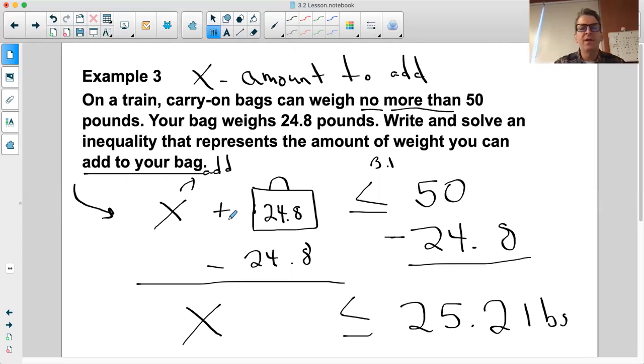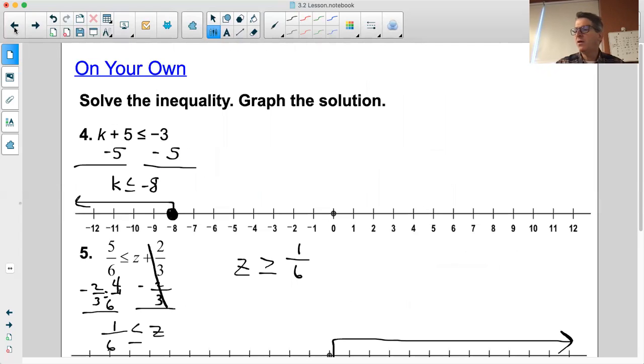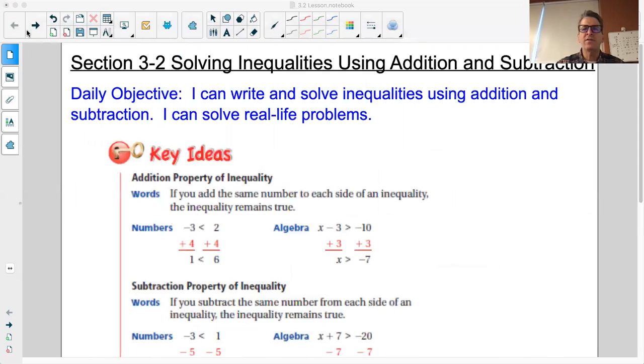So that wraps up the lesson today. Keep an eye on the work that needs to be done. Section 3-2, it's the second topic of Unit 3 for this class, solving inequalities using addition and subtraction. You'll find that it's very similar to solving equations, except now we're looking at inequalities.